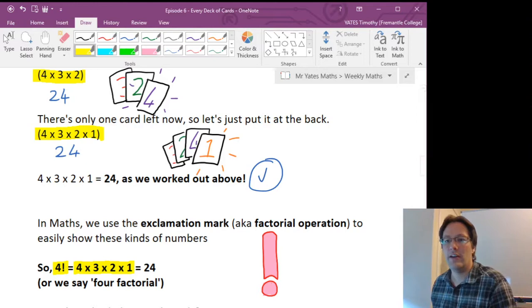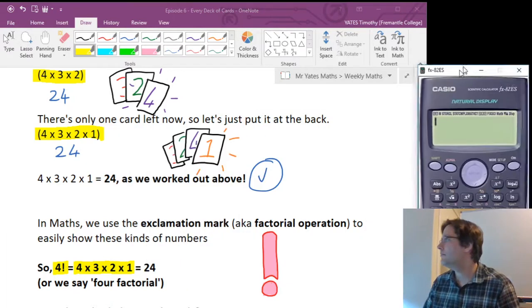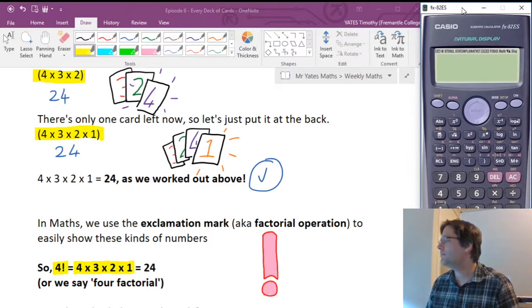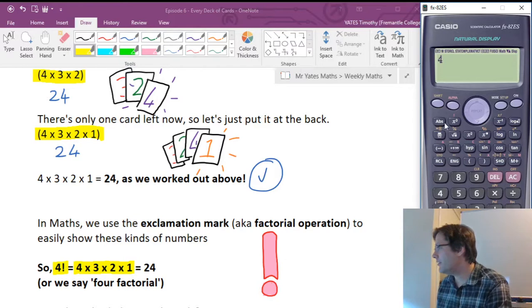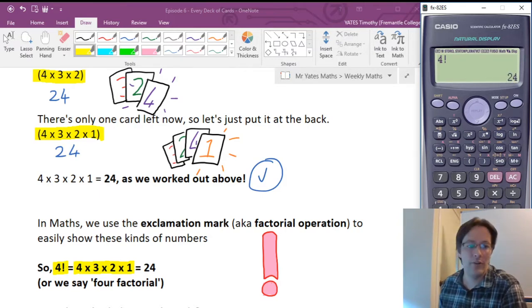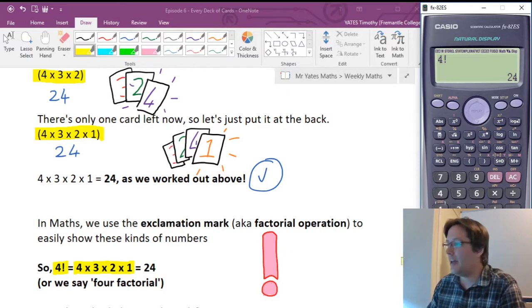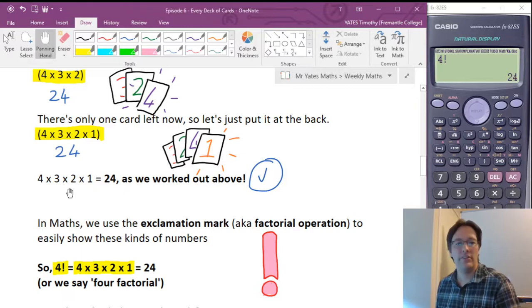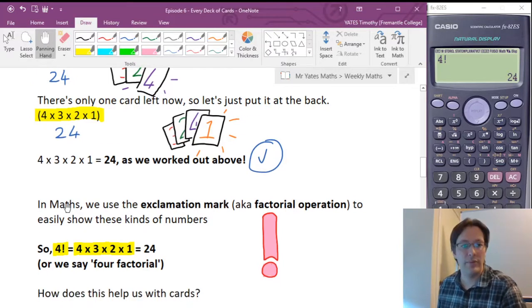And in fact, if I pull out my little calculator, let's get that here. There we are. Most of these scientific calculators do actually have a factorial button there. I can put that in, and that gives me my number of 24. If you haven't known what that means, then that's what it's for. So that's what our factorial does. Now, how does this help us with cards?